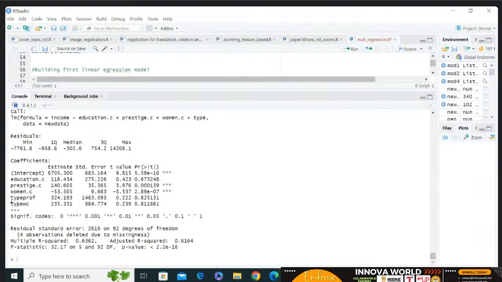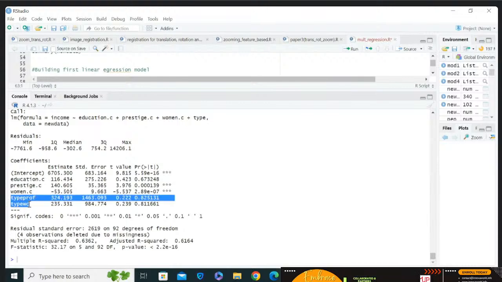Because there was only one qualitative variable, type, which was not in numeric form. There were three types: prof, professional, blue collar, and white collar. But instead of those three types, we are only getting two. These are called dummy variables.